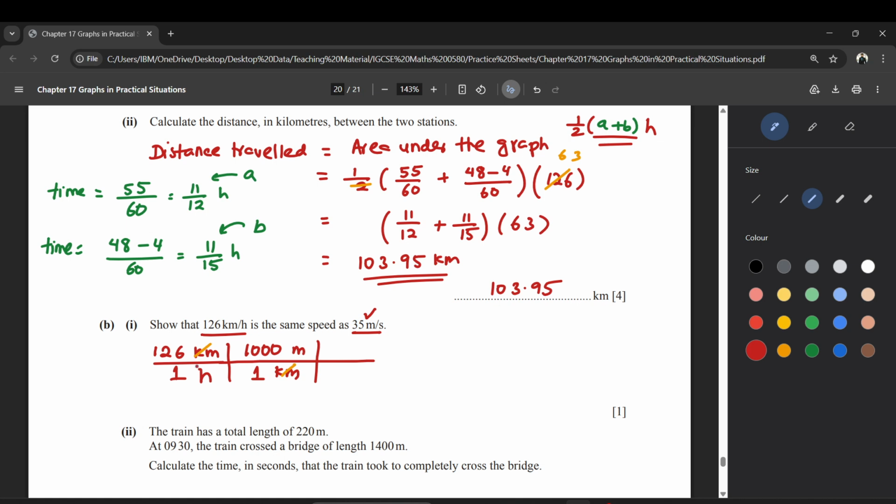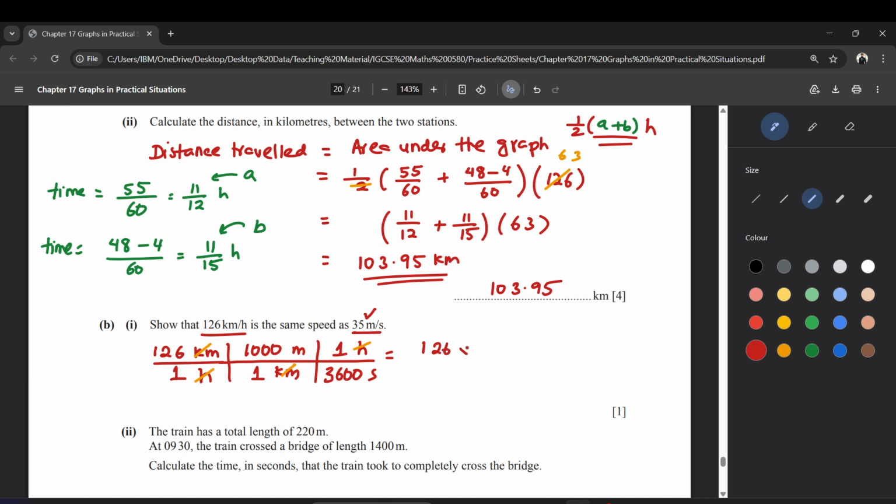All right, now we need to convert hour into seconds. So because the hour is written in the denominator, in order to cancel this out, we have to write hour in the numerator. So we have 1 hour over here, and that is equivalent to 3600 seconds. So now you can cancel the hour and hour. So that's the conversion is done. Now we just need to simplify it.